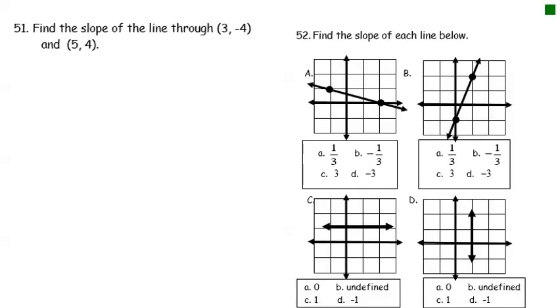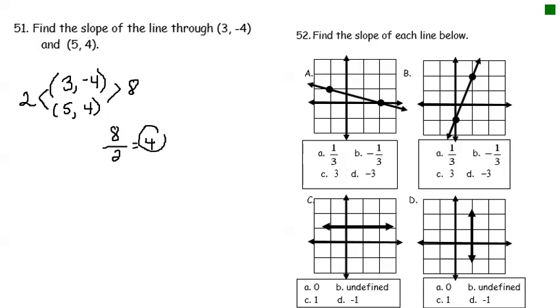Number 51, first thing we need to do is find the slope of the line through (3, -4) and (5, 4). So we're going to take those two ordered pairs, line them up, (3, -4) and (5, 4), and subtract. 4 minus -4 gives us 8, and 5 minus 3 gives us 2. 8 divided by 2 gives us 4, so that is the slope of the line.